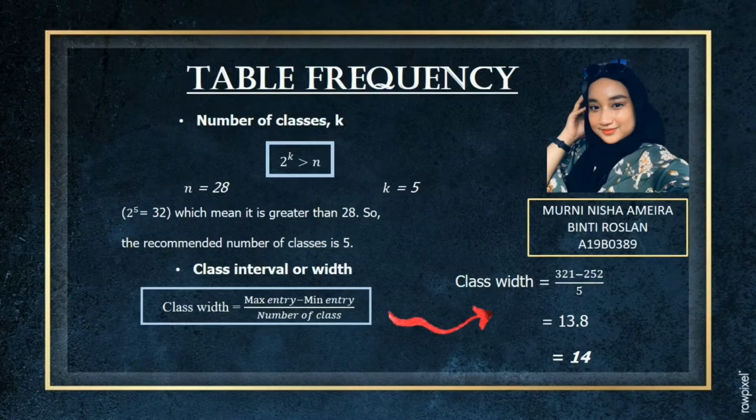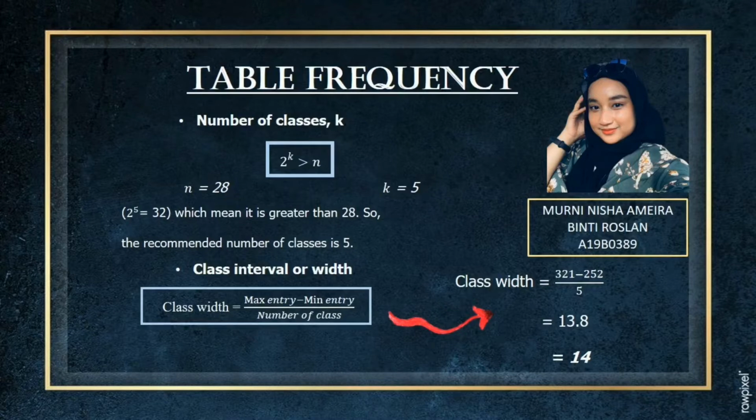If we want to find the K, we need to make it greater than the N, and we choose 5. 2 to the power of 5 is 32, which means it is greater than 28. So the recommended number of classes is 5.